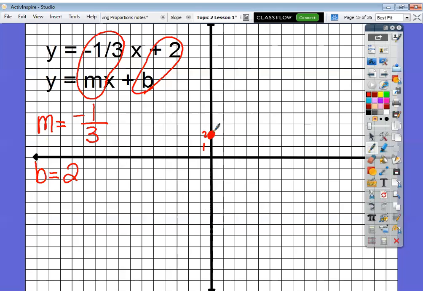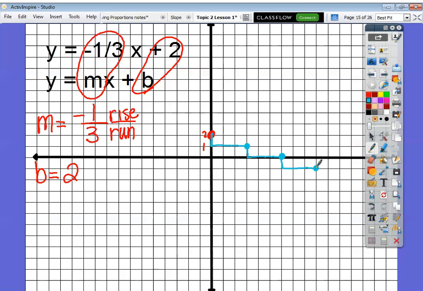Now I build my stairs. My slope has a rise of negative 1 and a run of positive 3. So starting from my y-intercept, I'm going to go down 1, right 3, and put another dot. Down 1, right 3, and put another dot. Down 1, right 3, and put another dot.